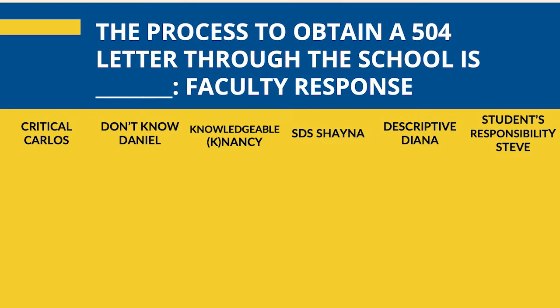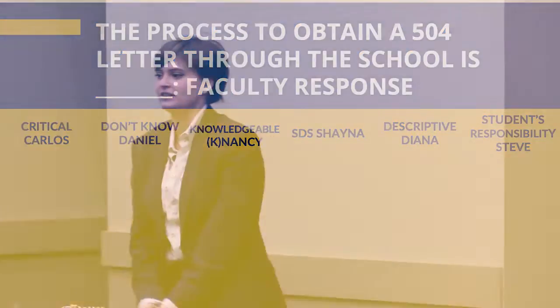Next is Descriptive Diana. Descriptive Diana just provided an adjective to the question, so all of those responses have been answered. There are 20 of those, including laborious, straightforward, challenging, and fine. Very passive-aggressive, period. The last one is Student Responsibility Steve. Student Responsibility Steve puts all of the emphasis on the student. It's their job to solve their accommodation problems. Student Responsibility Steve had 6 responses, and one of them clearly states a student and SDS responsibility.